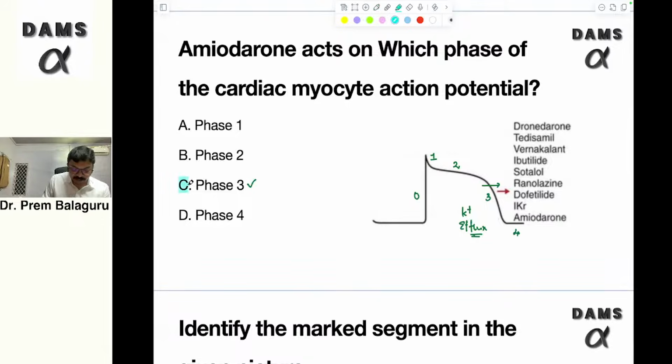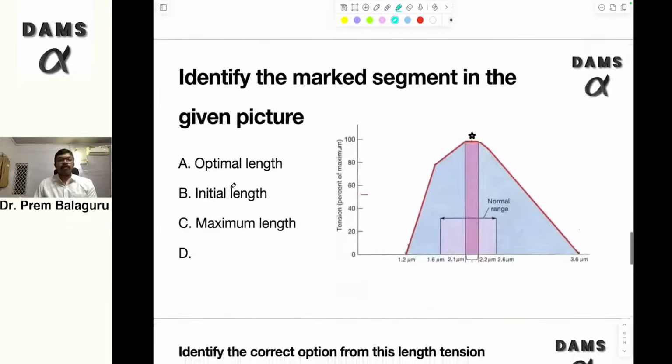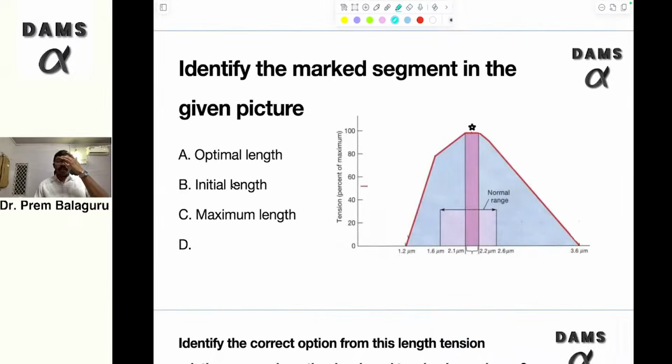So let's take this one as the right answer for the question. It's going to be phase 3. So yeah, that's the question on amiodarone. And moving on to the next question. Here again, my students were saying two different sets of ideas, two different sets of inputs.